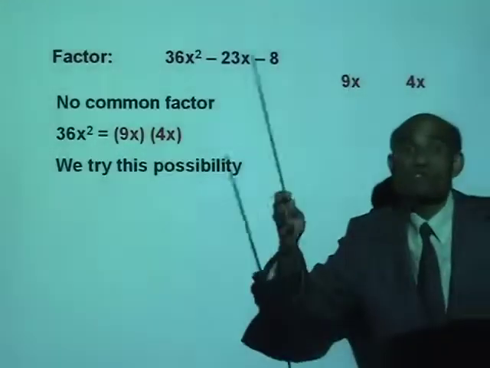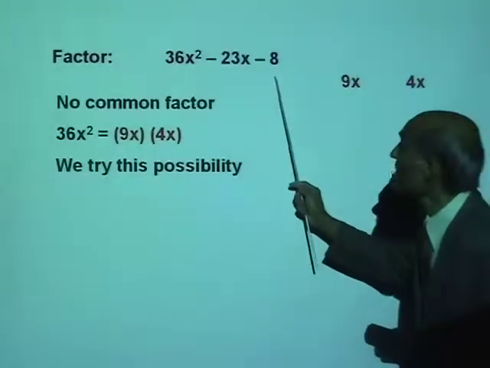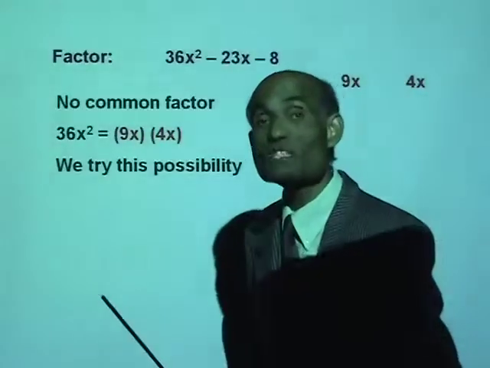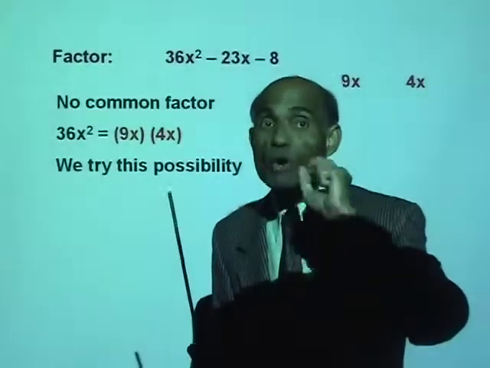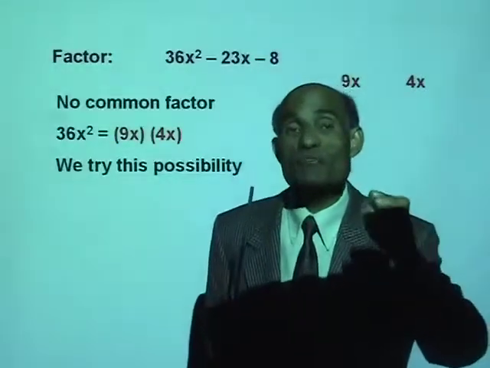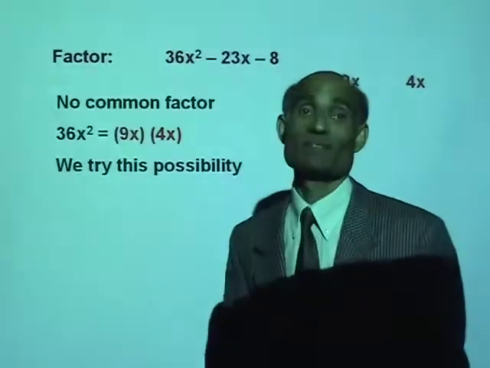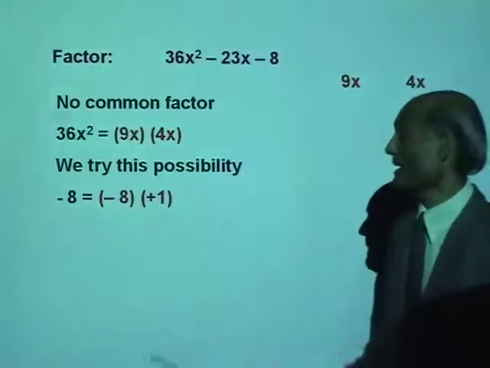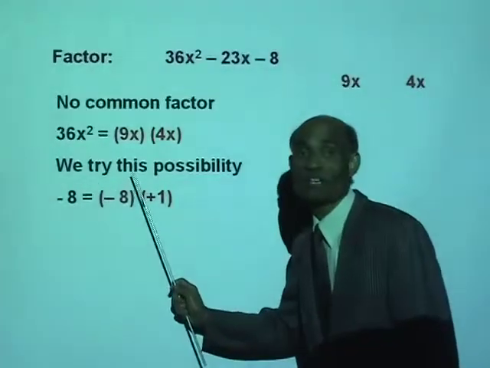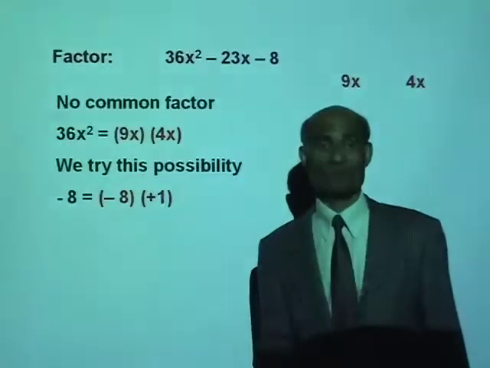This is for us to do our test. Okay, now you need to factor negative 8. When the last term is negative, the only way to factor a negative number is a positive number times a negative number. Well, how do we factor that? I have done it for you here. Negative 8 can be factored as negative 8 times positive 1.